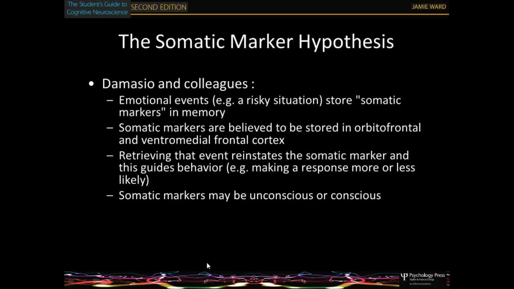His claim about what the orbitofrontal cortex does is that it has what he calls somatic markers, which are basically contextual representations of whether something is likely to be rewarded or not. So the idea is that you've almost got this emotional memory as to whether something is good or bad, and that this emotional memory reinstates effectively a bodily feeling, a sweating response or whatever, and that this guides your behavior.